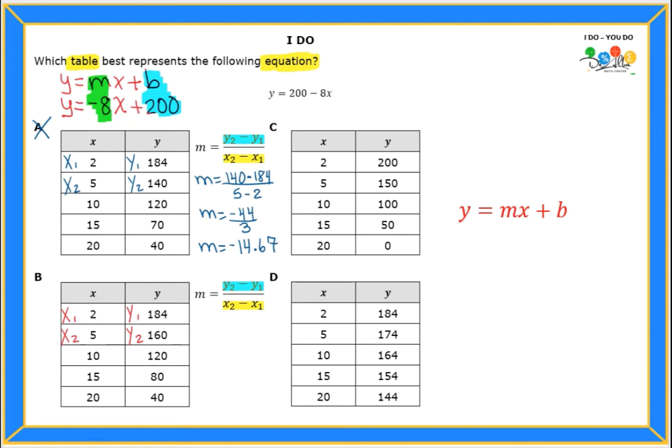Now we're going to replace the values. So y sub 2 is 160 minus 184 over 5 minus 2. Let's subtract, and I get negative 24 over 3. Is that right? And if you simplify negative 24 over 3, I get negative 8.